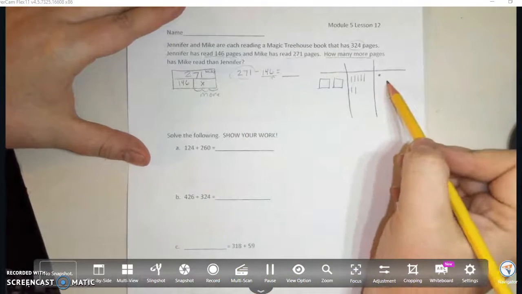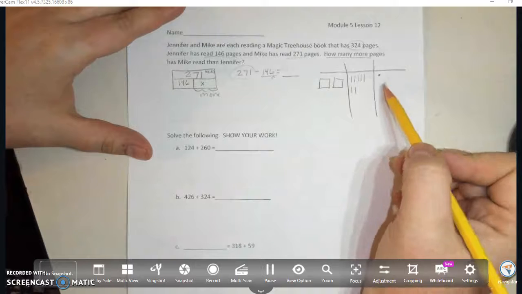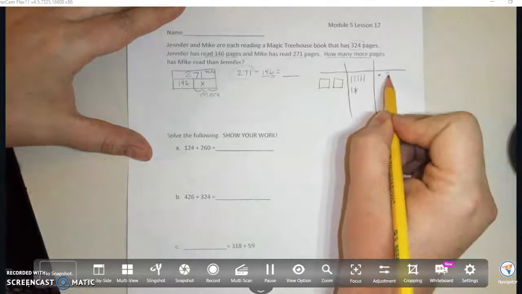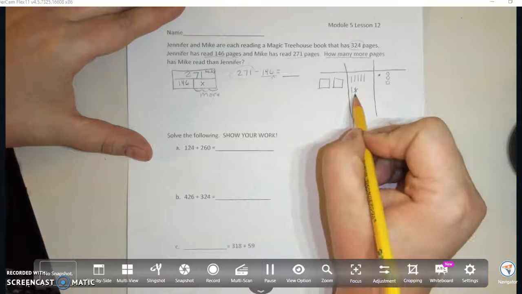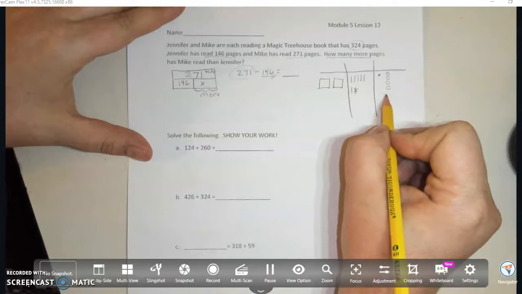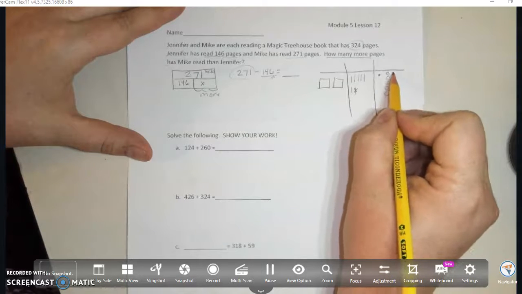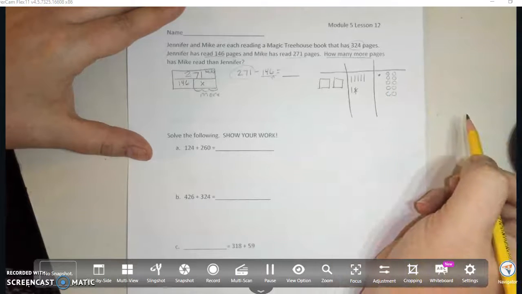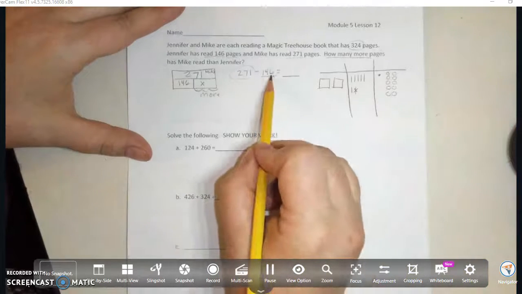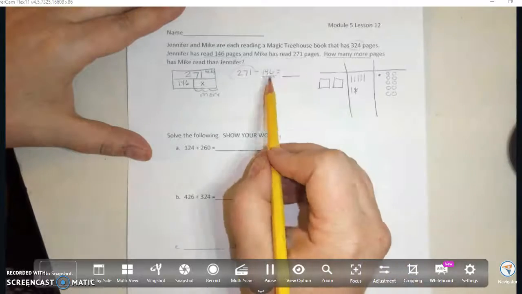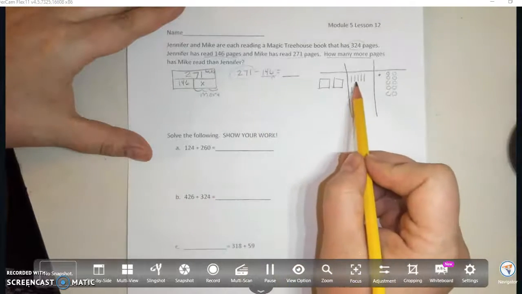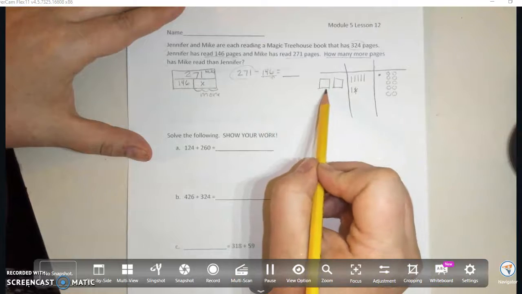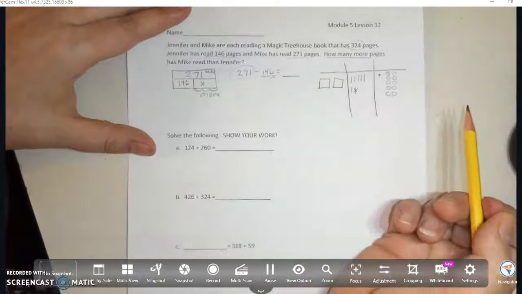I'm going to look, do I have enough ones to remove 6? I do not, so I'm going to neatly cross this ten out and draw my 10 ones. Cross it, move it. 2, 3, 4, 5, 6, 7, 8, 9, and 10. Now do I have enough ones to remove 6? I do. Do I have enough tens to remove 4? I do. And I should have enough hundreds to remove 100. So now I'm going to start removing them.